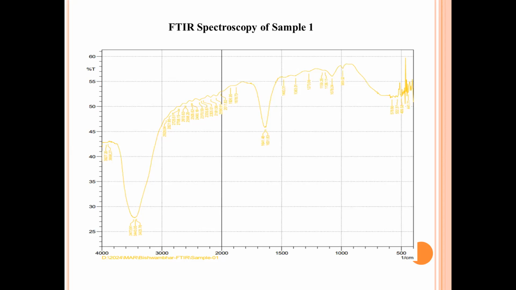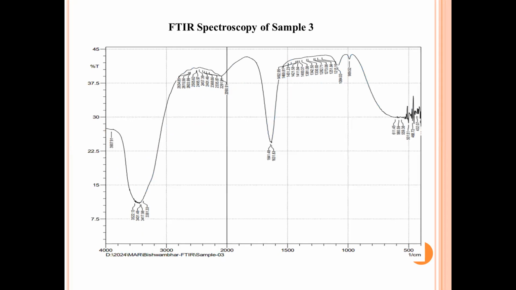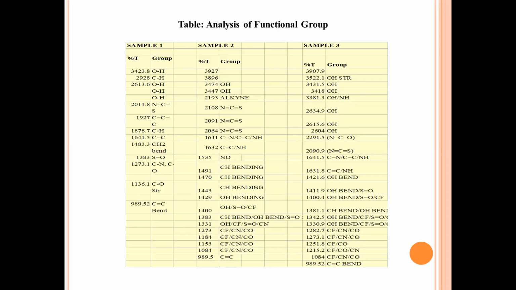Then we submitted these strains for FTIR analysis, and these are the spectra. This is the spectra of samples 1, 2, and 3. From the analysis of the FTIR spectra, we found out that sample 1 has simpler molecules due to low bending, and samples 2 and 3 have complex molecules due to the presence of bending and stretching. These complex molecules are similar to polysaccharides.